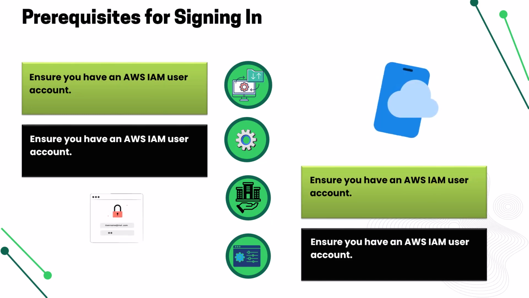Before we jump into signing in, let's make sure we have everything in place. First, an IAM user account, pretty essential, right? Next, the IAM sign-in URL. It's your personalized doorway to AWS. Then credentials, your username and password. And finally, for an extra security boost, Multi-Factor Authentication, MFA. It's like adding a second lock on your digital vault.